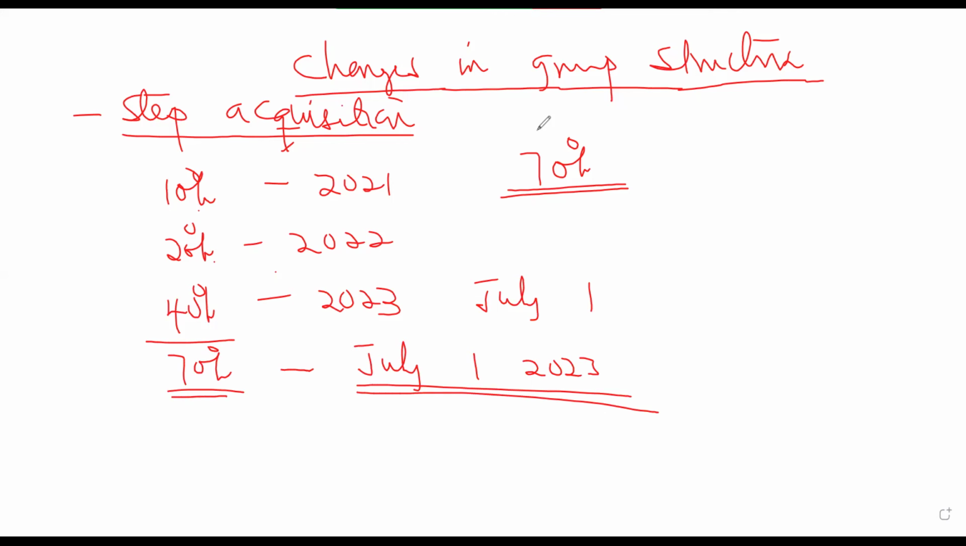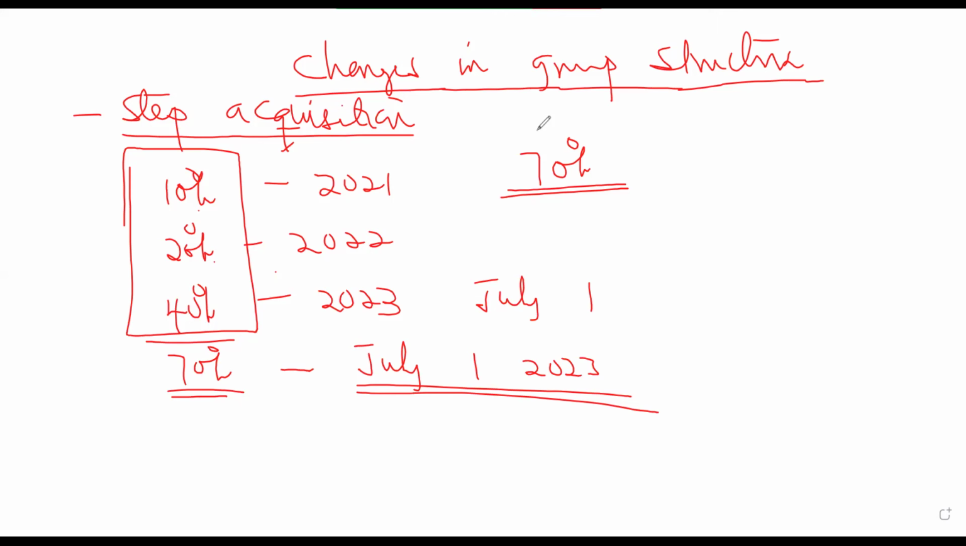You can see that the control of 70% is now achieved in a lot of transactions. That's what we call a step acquisition. The control is going to be achieved in stages or in steps. It will not be in a single transaction. But for financial reporting, you are going to be given a question that control will be achieved in a single transaction. But in reality, that will not be possible, or that might not be the case.